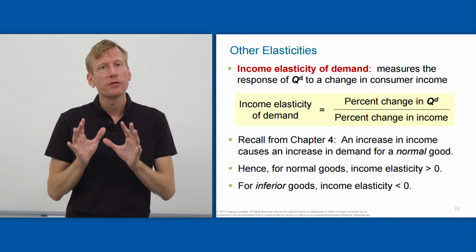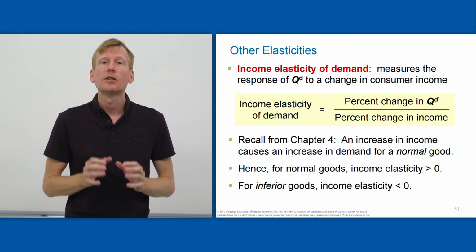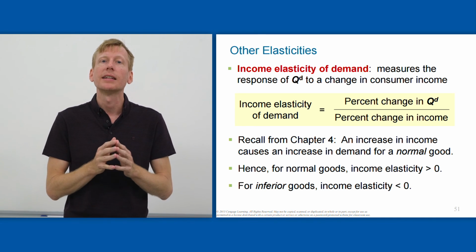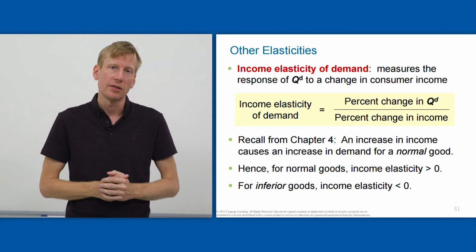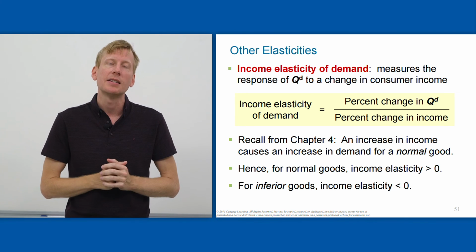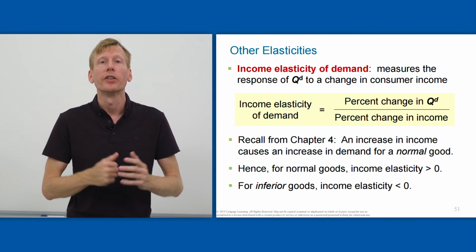Now a good may be inferior with a relatively low responsiveness to a change in income, or it could be inferior with a relatively large responsiveness to changes in income. But provided the income elasticity of demand is negative, we would classify it as being inferior.